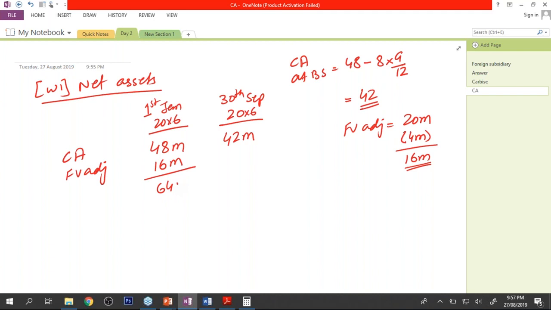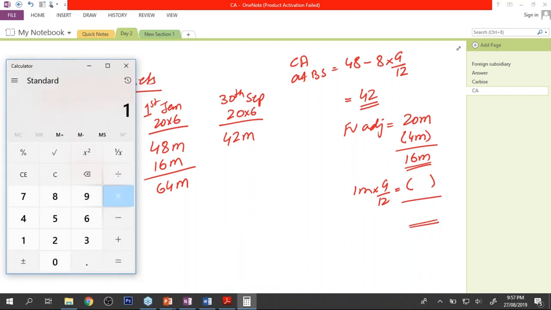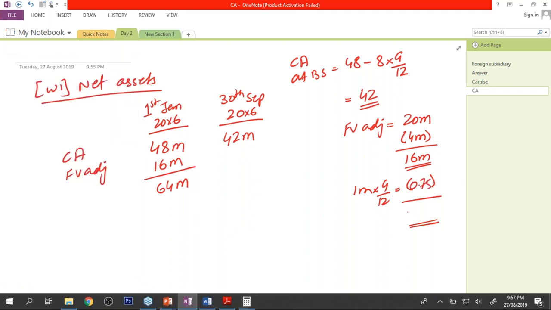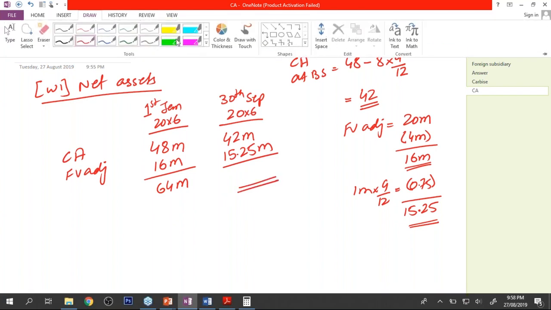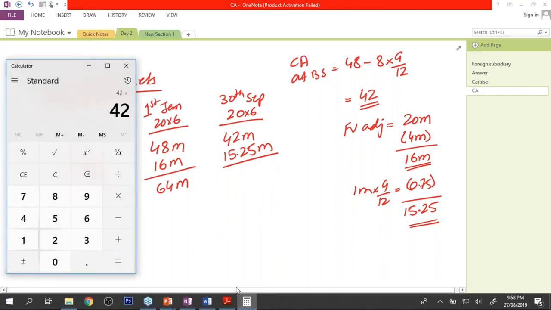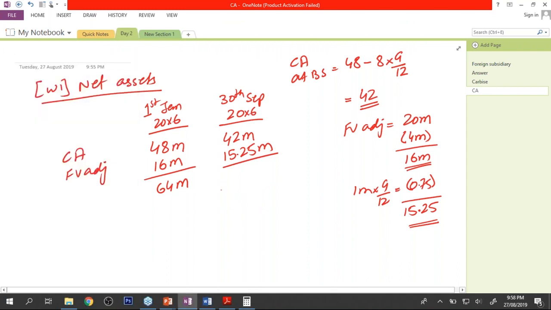So this means that the net assets at the start of the year was 64, and a further depreciation of 1 million into 9 by 12 will be charged till the date of disposal. So 1 million into 9 by 12 will be 0.75. So if we charge a depreciation of 0.75, the net value is going to be 15.25 at the date of the disposal. So this way we are going to get a value of 42 plus 15.25, which is 57.25. So these are the net assets at the date of acquisition and at the date of disposal.